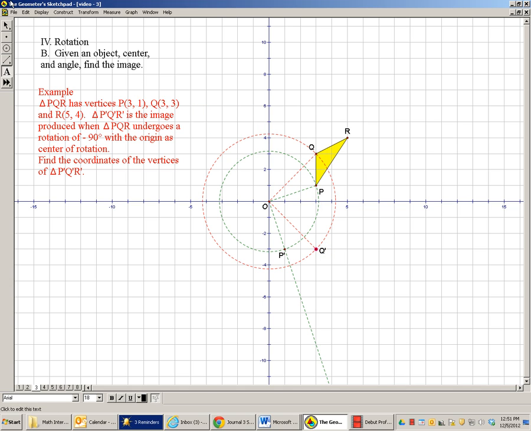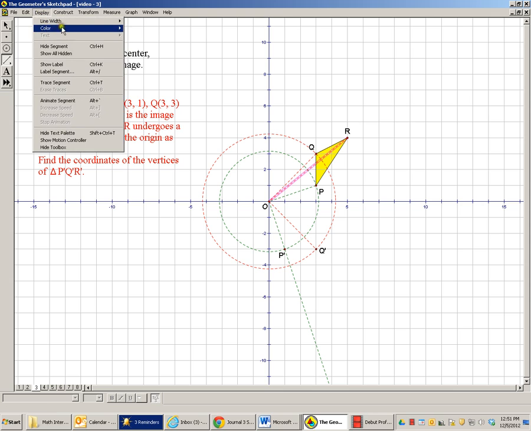Okay, hope all of this is making sense to you guys. Please ask me questions if it doesn't. And finally, I'm going to do a similar thing with R. So I'm going to draw a line from R to the origin. Let me just give it a different color so that we can see it a little bit better. How about purple?